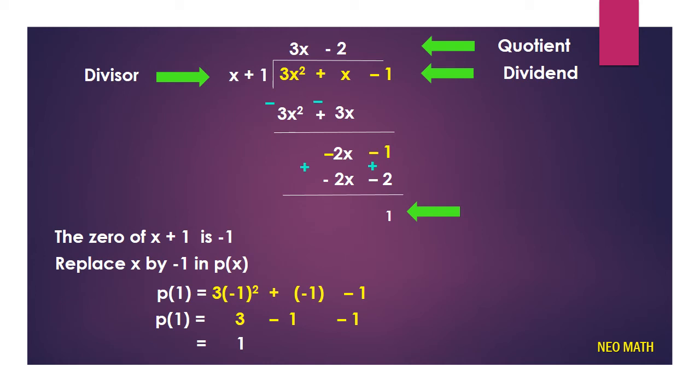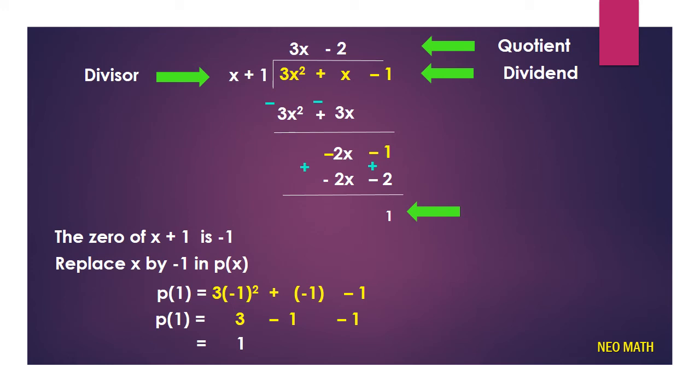So the 0 of x plus 1 is minus 1. How can we find it? You have to equate x plus 1 to 0. X plus 1 equal to 0, x is equal to minus 1. So the 0 of x plus 1 is minus 1. Isn't it? So if you replace x by minus 1, we get 0. This linear polynomial becomes 0. So the 0 of x plus 1 is minus 1.